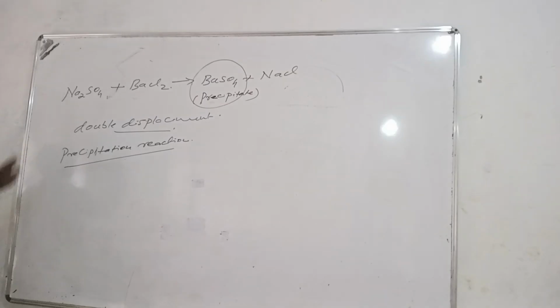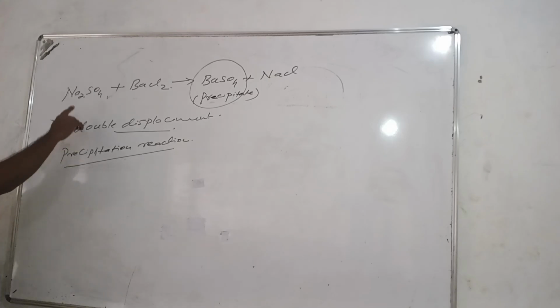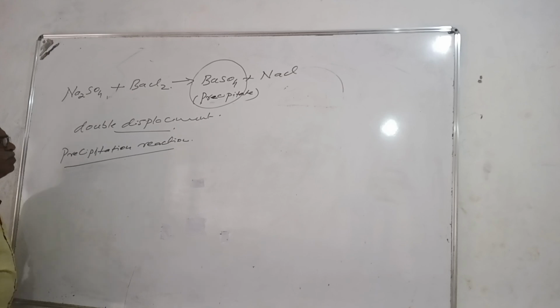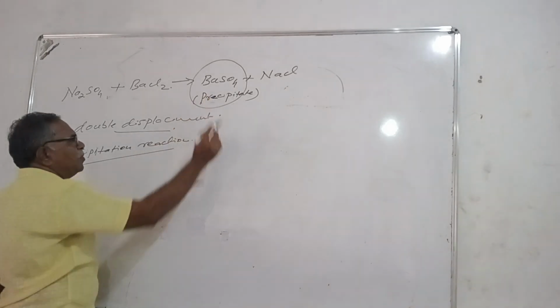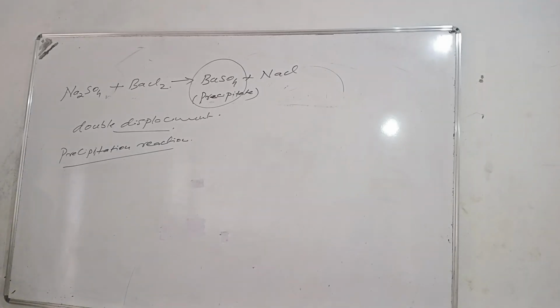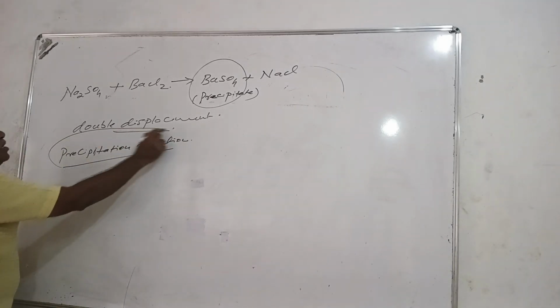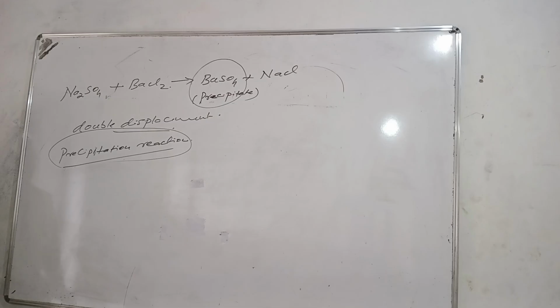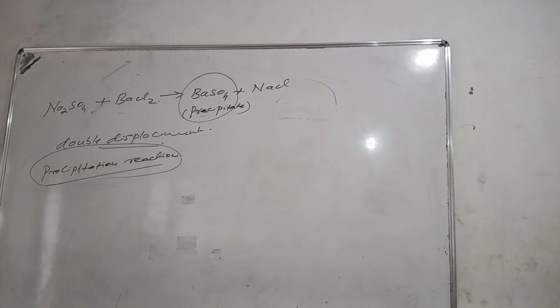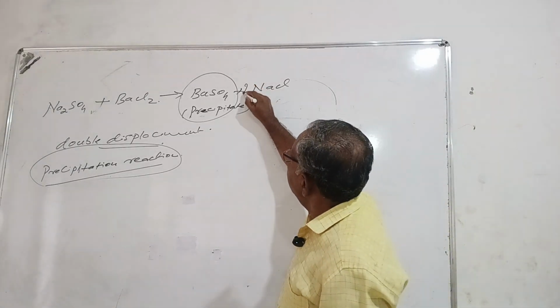So you can get two types of questions. What is double displacement? If there is an exchange of ions, such reactions are called double displacement. For example, you can write sodium sulfate plus barium chloride gives barium sulfate plus sodium chloride. Here barium sulfate is precipitated, an insoluble precipitate is formed. So such reactions we also call a precipitation reaction. What is a precipitation reaction? A reaction in which a precipitate is formed. The reaction is not balanced. Just add 2 here. Now it is balanced.